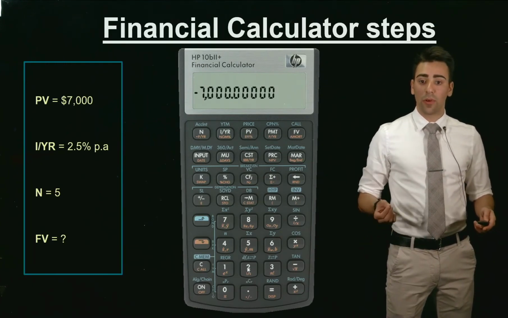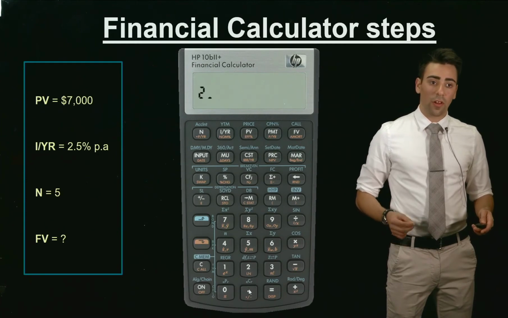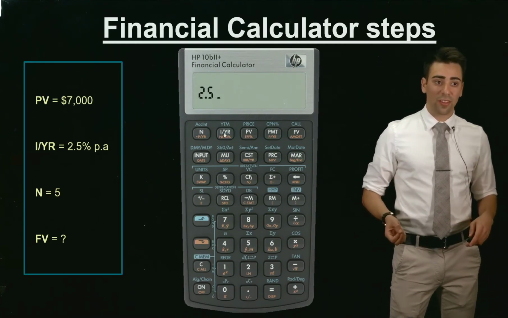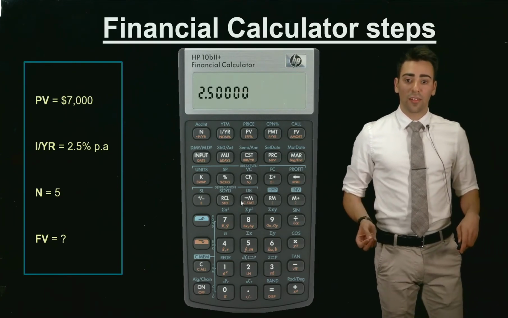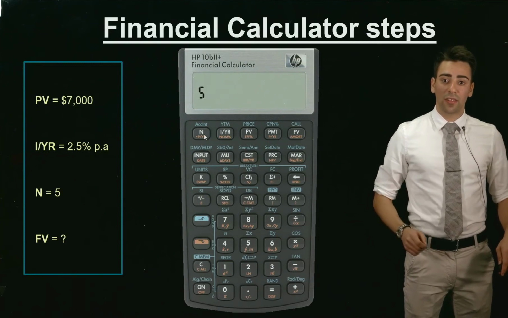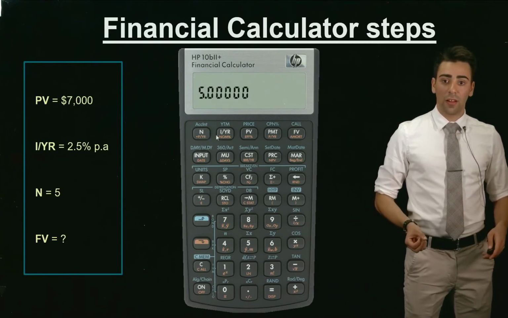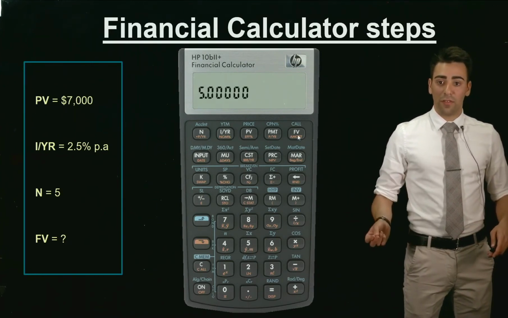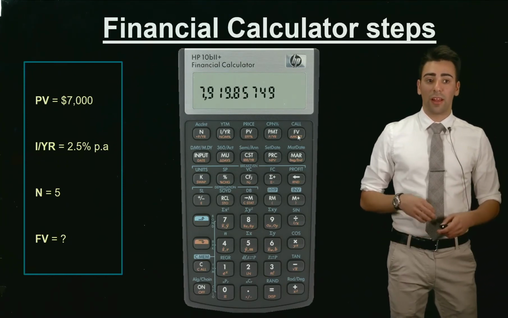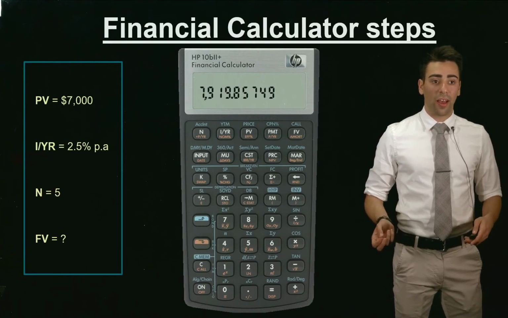Then we enter 2.5, followed by I/YR, which is also our annual interest rate. And then lastly, we enter 5, followed by the N key at the top, which is the number of periods. Then we just hit FV, and that returns the same future value as we calculated in the previous slide by hand.